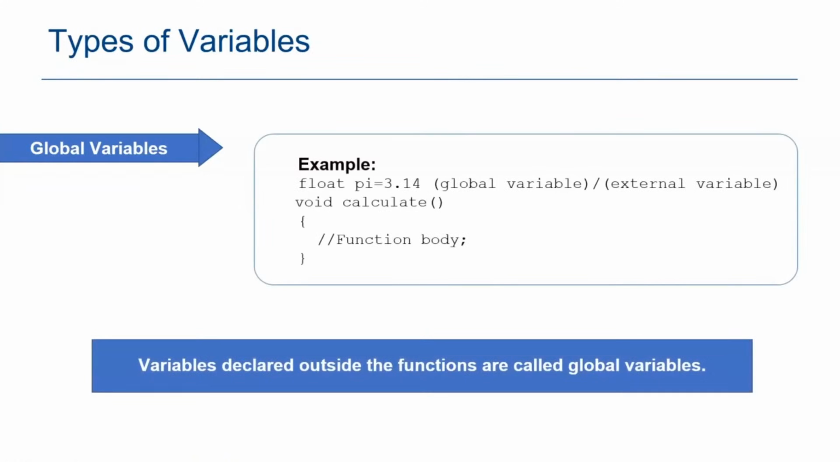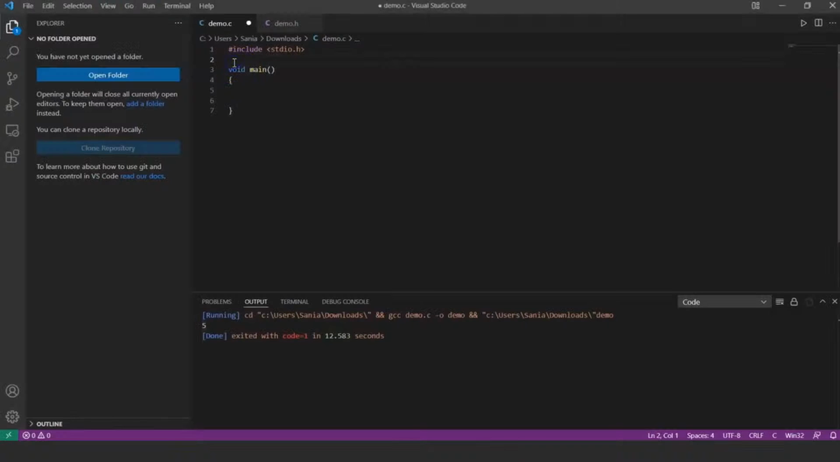Variables declared outside the functions are called global variables. Here is the example where float pi = 3.14 is a global variable defined outside the functions. Let's try to execute the program using global variables. Here, let's add the function circle and try to access the global variable in the function. Float pi = 3.14, which is a global variable.